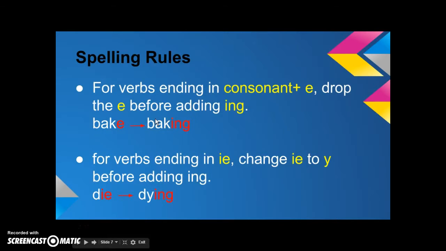We have some spelling rules, and they are actually very simple, so we will go over them right now. For verbs ending in consonant plus e, consonant means itzur, plus e, drop the e before adding ing. So in the verb bake, we drop the e and we add ing instead of it. For verbs ending in ie, change ie to y before adding ing. So for example, the verb die, it ends in ie, we change the ie into y and of course add the ing.